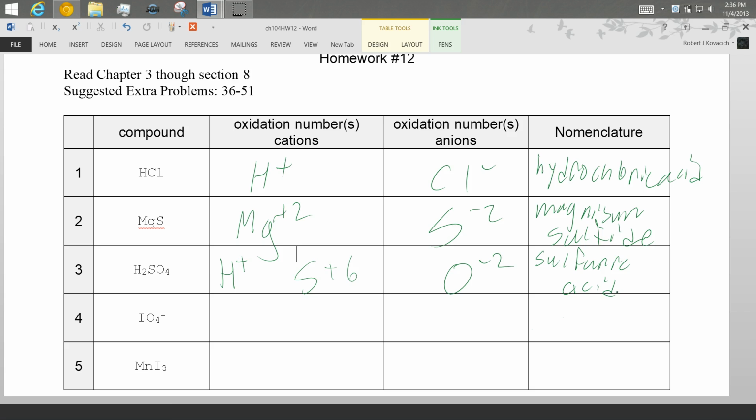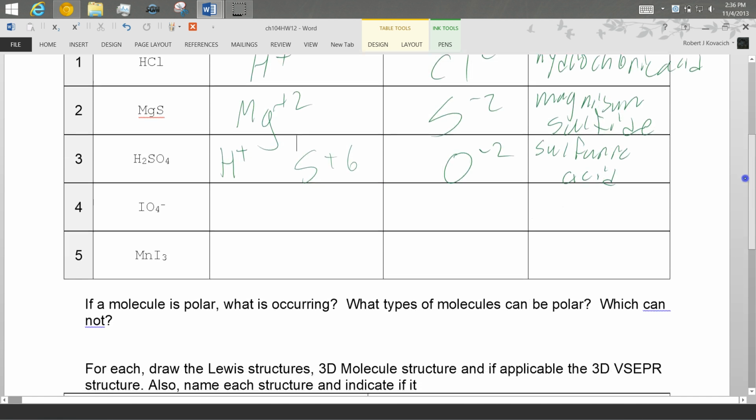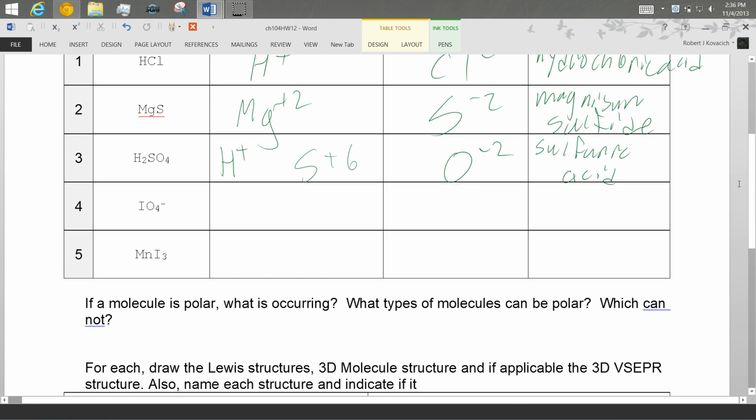Okay, so the next one, I've got an I and an O. Which one of those is more electronegative? The O. It's the second most electronegative one, right? So unless it's with fluorine, it's always going to be the most electronegative thing in a compound. So I'm going to make oxygen over here and iodine over here, and the oxygen's a -2.